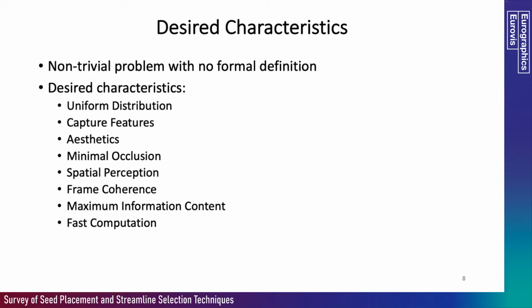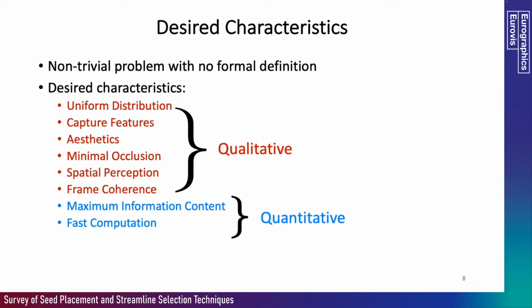So with the seed placement and streamline selection task, what we have is a non-trivial problem with no formal definition. So algorithms typically state some set of desired characteristics they want to achieve. These include things like having a uniform distribution of streamlines, capturing interesting features, aesthetics, like longer streamlines look better. You would typically want minimal occlusion in a 3D setting, good spatial perception cues, frame coherence, maximum information content being encoded in the extracted streamlines, and of course you want a fast algorithm. So these characteristics can be split into qualitative and quantitative, and most research has focused on improving or supporting additional qualitative capabilities of algorithms to improve how information is conveyed through visualizations.